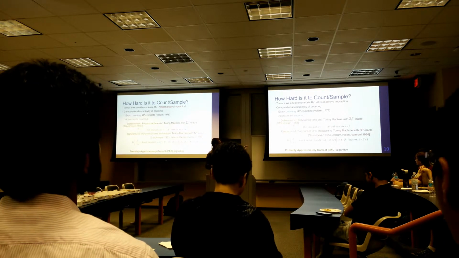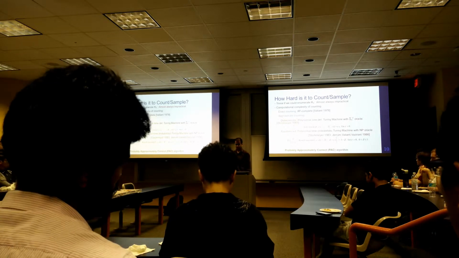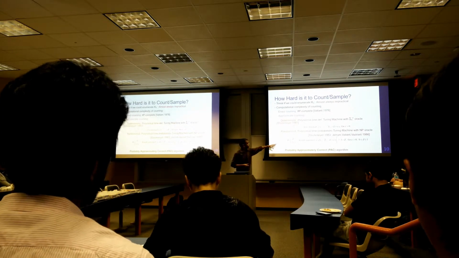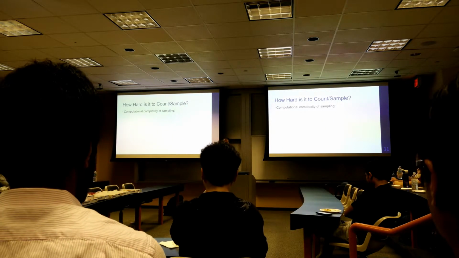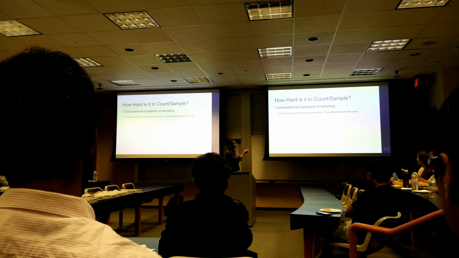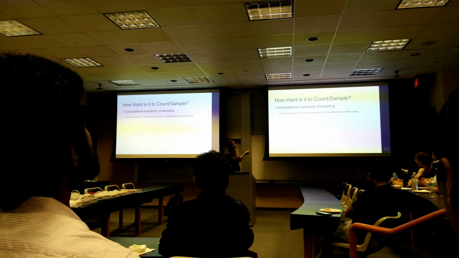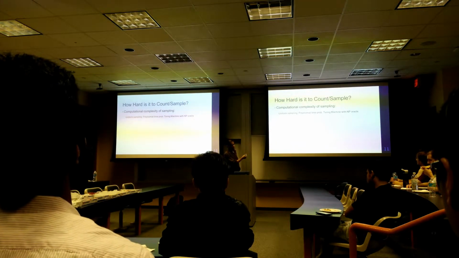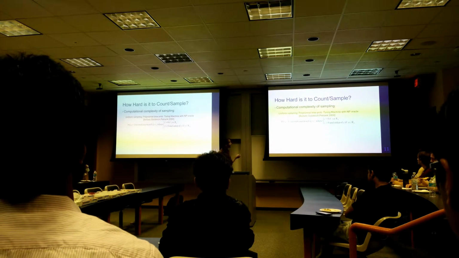So we'll be interested in designing these probably approximately correct algorithms for this counting, and going to sampling, how hard it is to do sampling. Well, for uniform sampling, it has been shown that you can again do it in polynomial time with a probabilistic Turing machine which has access to an NP oracle.